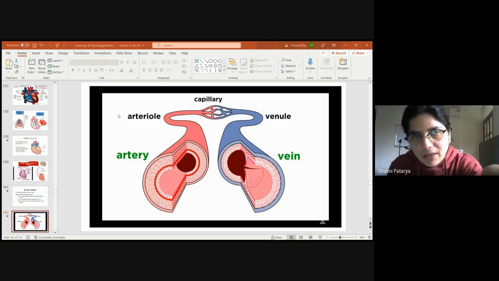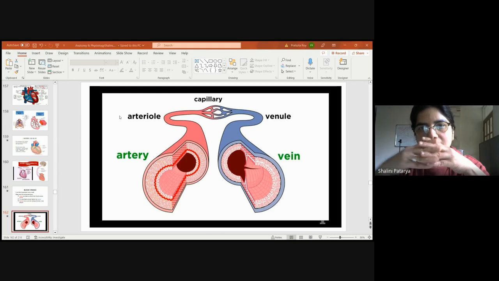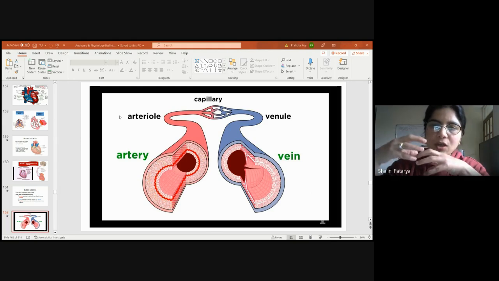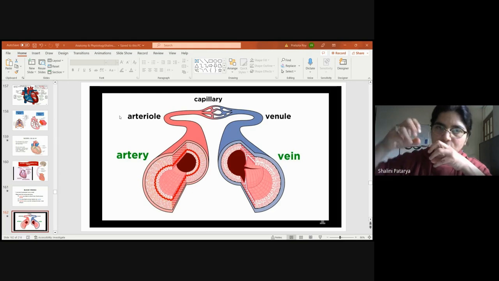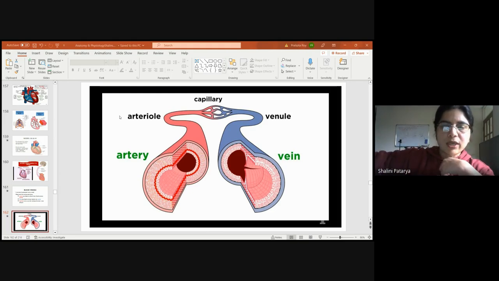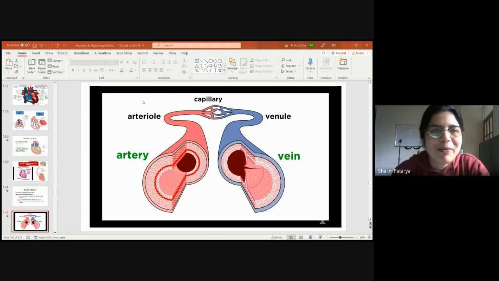Now how is the exchange happening? They are getting connected, and from there the oxygen and the nutrients are getting exchanged. Even the waste is coming and getting exchanged, because it has to go to the detoxification process.